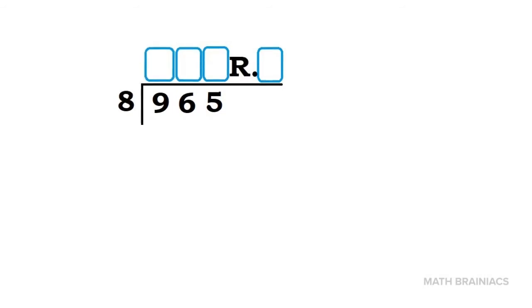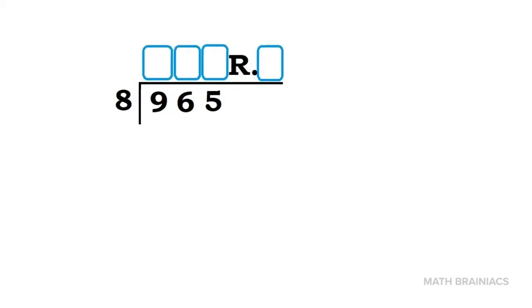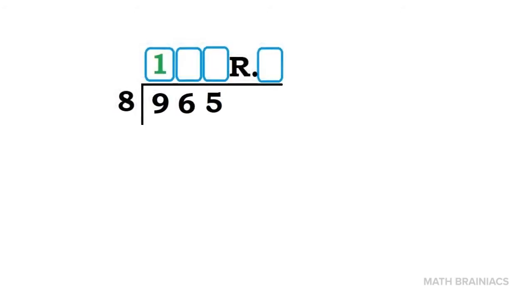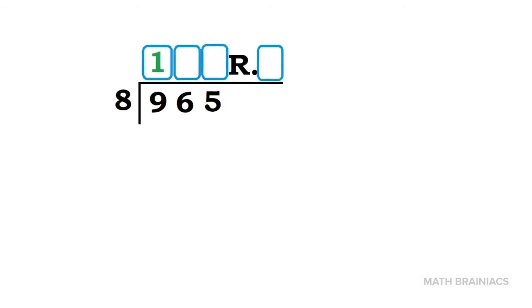Let us work on this example so that you will be guided. 965 divided by 8. I want you to take note of this, guys. If the first number of the dividend is bigger than the divisor, you're going to place the first digit of the quotient on top of the first number of the dividend. 9 divided by 8 will give us 1. Therefore, we're going to place 1 on top of 9.